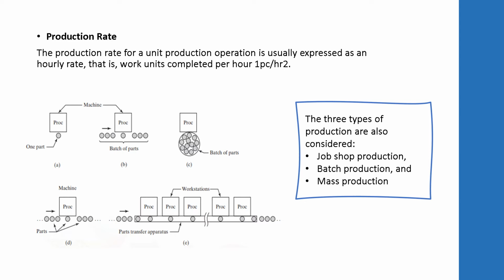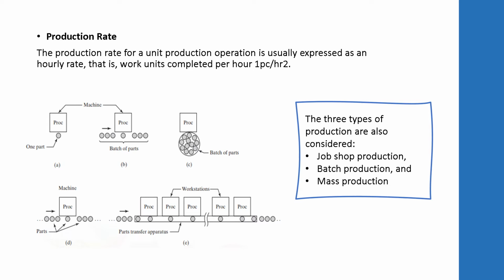Another point to emphasize is the production rate. The production rate for a unit production operation is usually expressed as an hourly rate, that is, work units completed per hour.